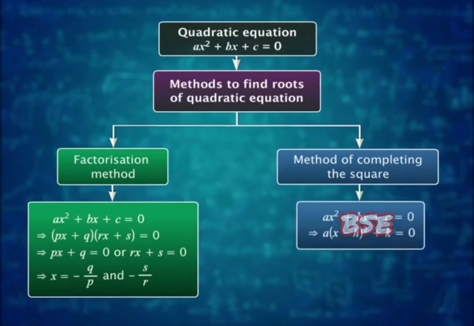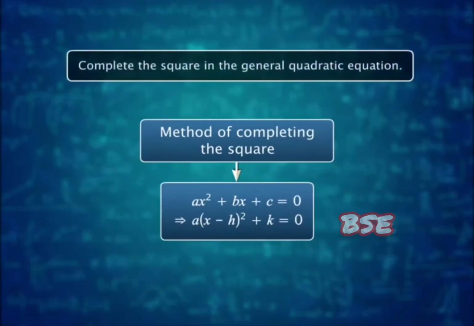In the method of completing the square, the quadratic polynomial is written as the sum of a constant and the whole square of a linear expression in x multiplied by a constant. Then, the roots of the quadratic equation are obtained by taking the square roots. Now, let's apply the method of completing the square to the general quadratic equation.